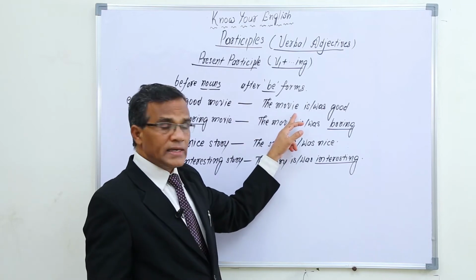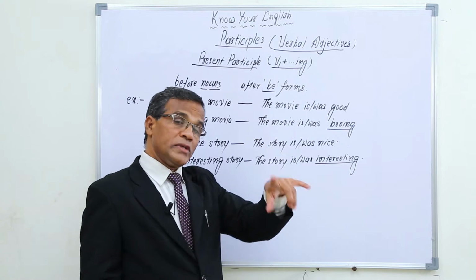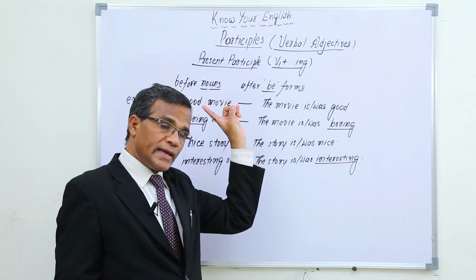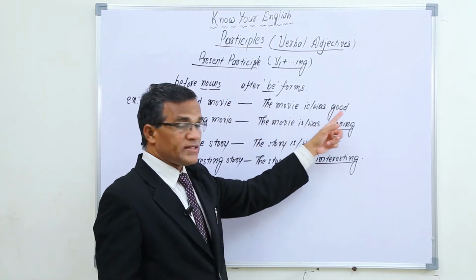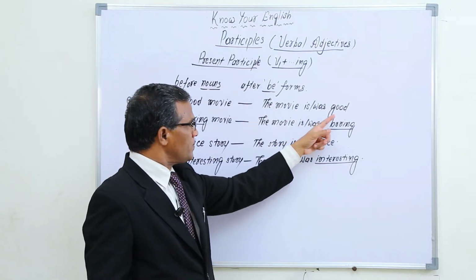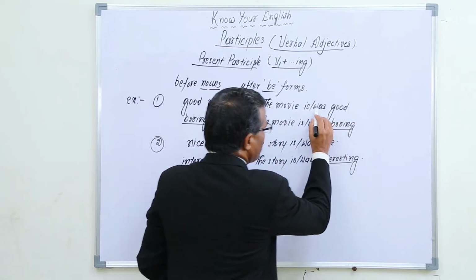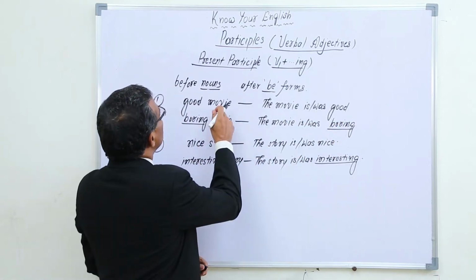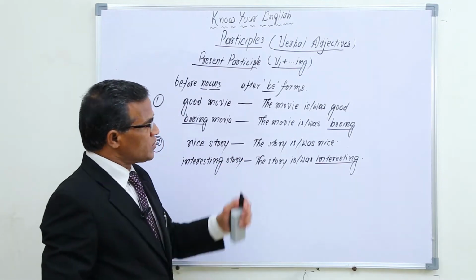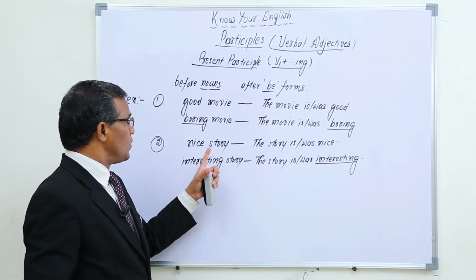The movie is good. If it is present, the movie is good. If we talk about a past movie, the movie was good. So these are be forms. After be forms, we are able to use an adjective. So adjectives are used after be forms or before nouns also. So in this way, our present participle also works in the same way.